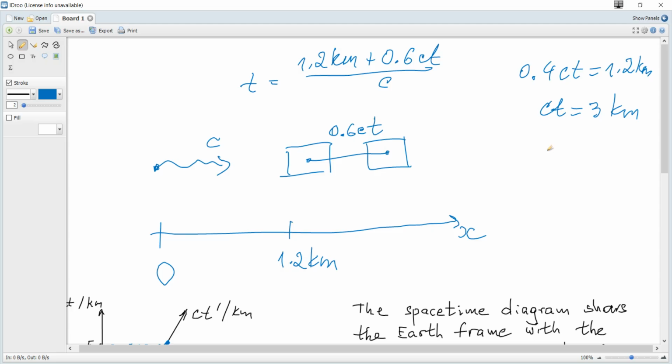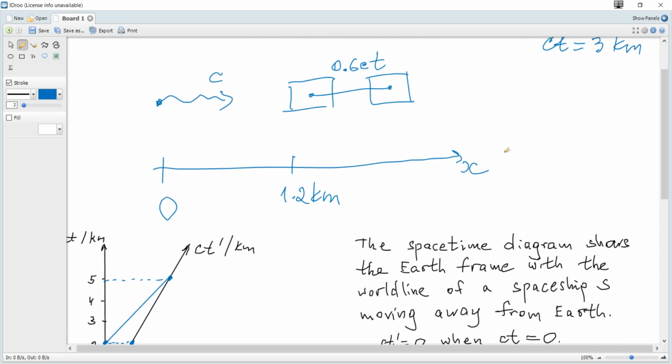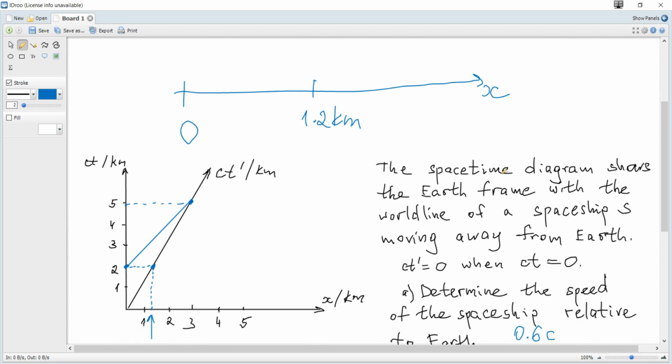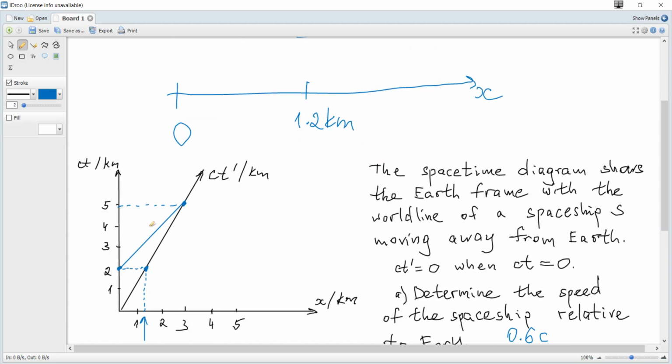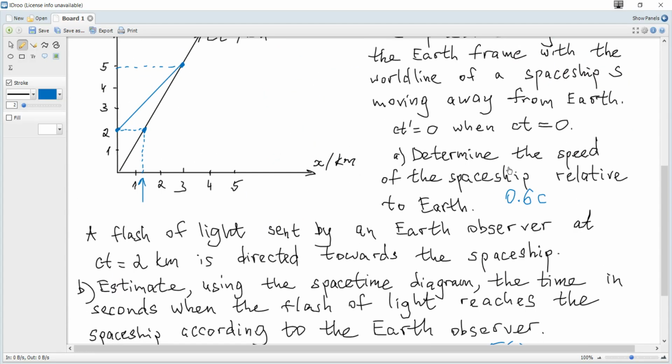But what does it mean? It's the time required for the light signal to reach the spaceship, but as a coordinate, it was sent at coordinate 2, plus 3 required, so as a coordinate it becomes 5. And we get the same result.